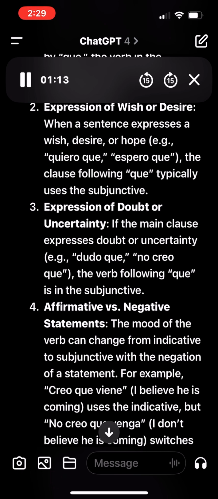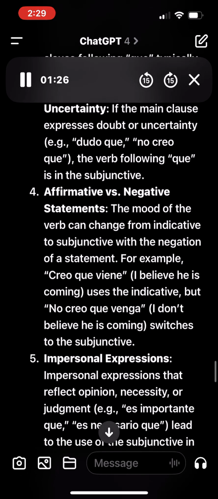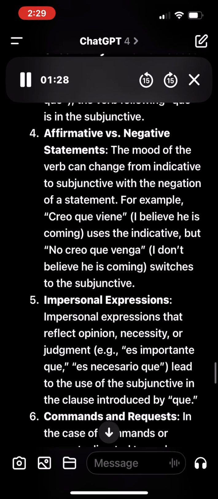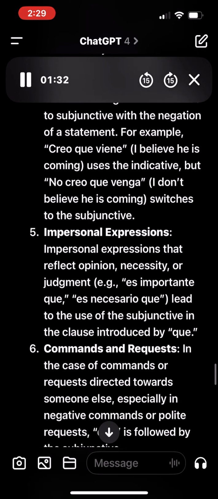4. Affirmative versus negative statements. The mood of the verb can change from indicative to subjunctive with the negation of a statement. For example, creo que viene, I believe he is coming, uses the indicative, but no creo que venga, I don't believe he is coming, switches to the subjunctive.